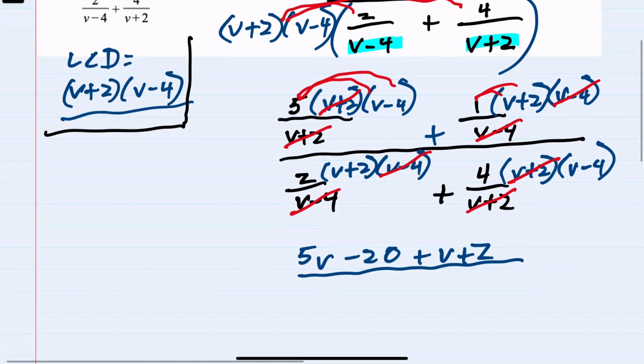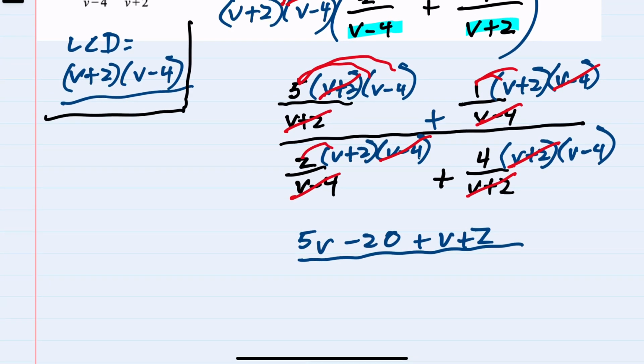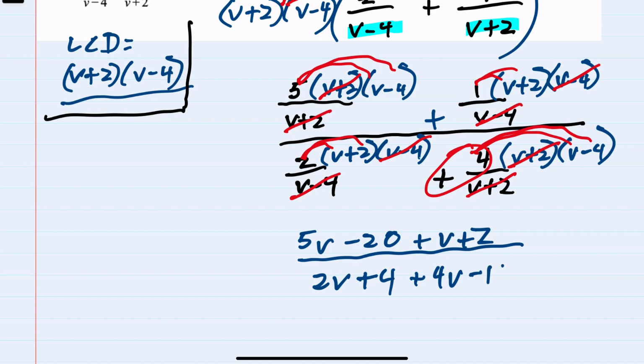In our denominator, we have 2 times v plus 2. 2 times v is a 2v. 2 times plus 2, a plus 4. And then for the second fraction, a positive 4 needs to be distributed. 4 times v is 4v. 4 times a minus 4, a minus 16.